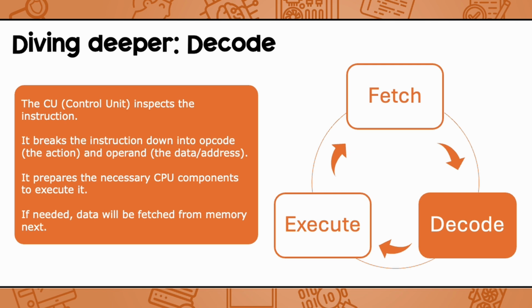Think of it as like a verb in a sentence. For example, add, so add two numbers together, or load data from memory. Whereas the operand contains the data or the memory location that the instruction will act on. Think of it as like a noun in a sentence. So for example, a number 5 or a memory address like 200, a register name for example. So data fetched into the memory data register might contain an opcode, add, and an operand, data 5. The control unit then prepares the CPU's internal components for the action that the instruction requires.